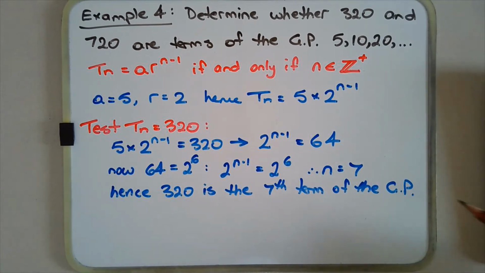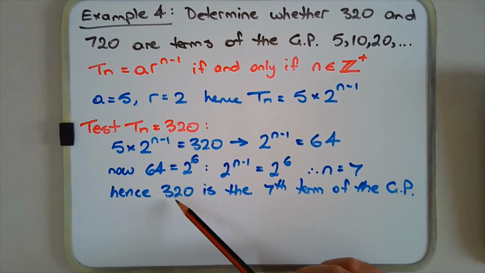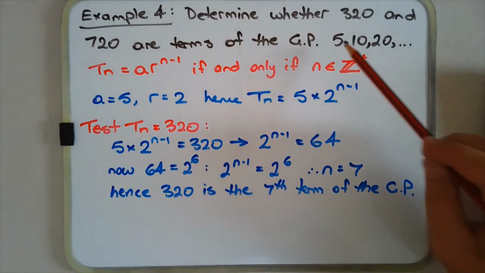That's a positive integer. In fact, that corresponds to the 7th term of the GP. So 320 is the 7th term of this particular GP.